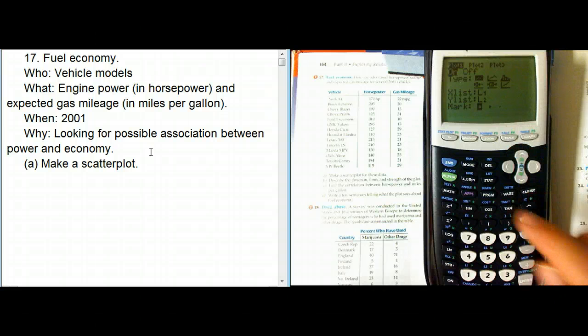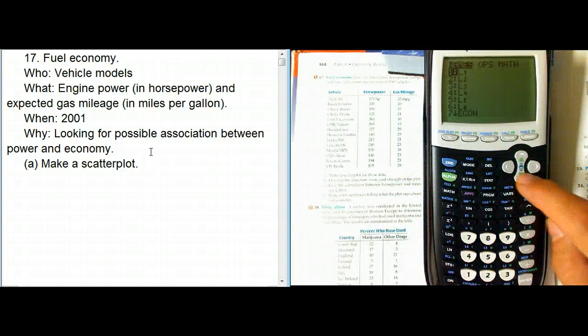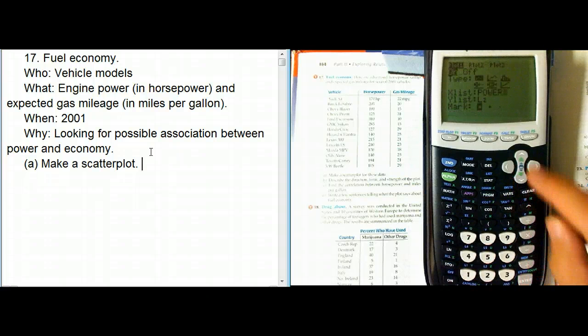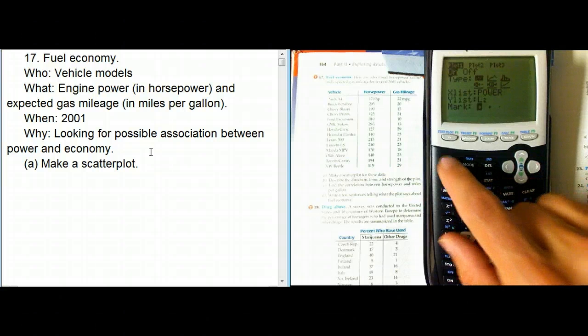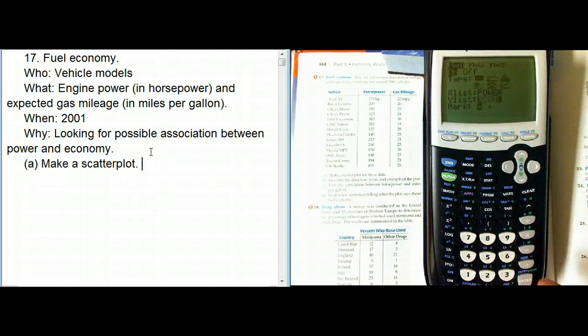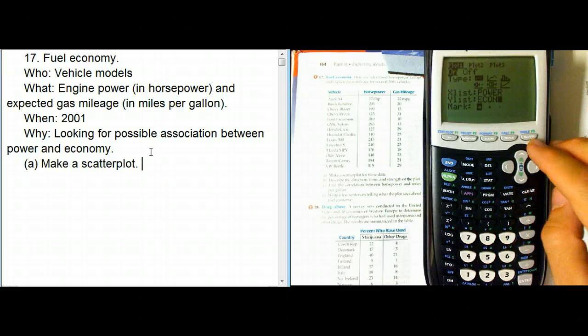Now to get the names, I go to second list names. Let's go ahead and use power as the x variable. And again, second list names, and then there's econ as the y variable. We could say here we're thinking of power as our explanatory variable and econ as the response variable. So we're saying if someone gives us the horsepower, what would we predict roughly about the mileage? We could do it the other way. It's kind of a neutral choice.